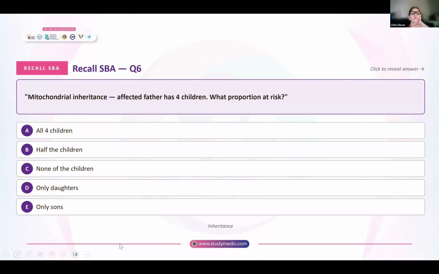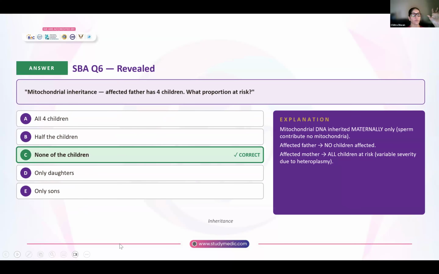Mitochondrial inheritance: you have an affected father and he has 4 children. How many of the offspring are at risk? It is mitochondrial inheritance, so none of the children are going to be at risk. Please remember, all the affected mitochondria in the father are going to be destroyed at the time of fertilization. The sperm doesn't contribute any mitochondria to the zygote. So none of the children are going to be affected.